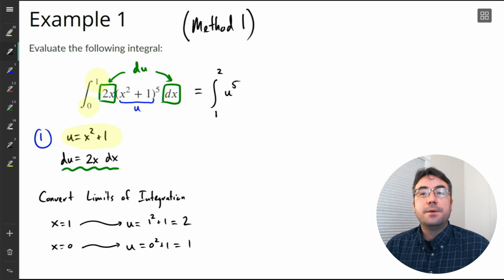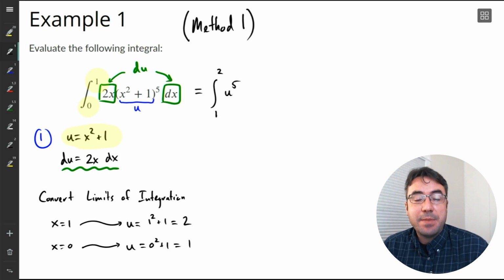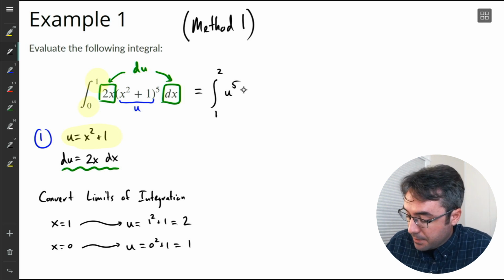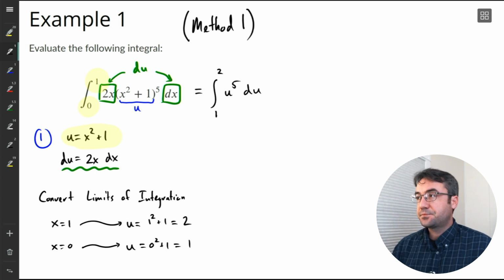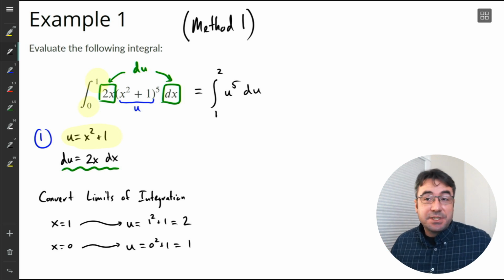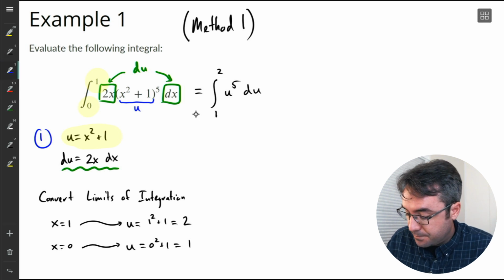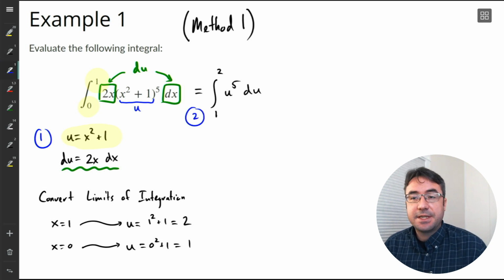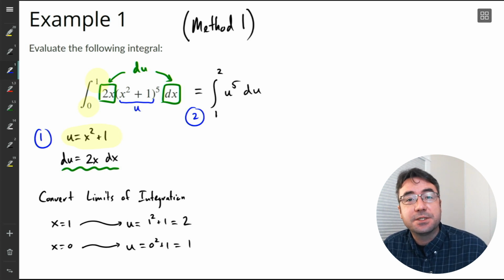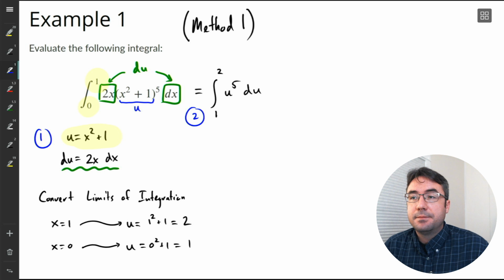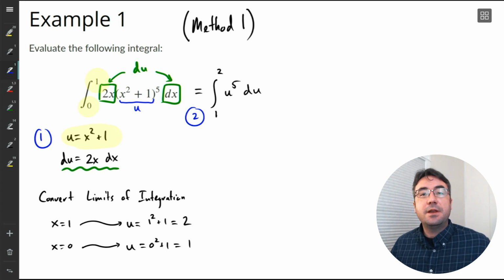And then we know the 2x dx, that matched up perfectly, that's going to become du. And that's step 2 there. Putting all the pieces in. Now this time we also converted our limits of integration, so we had a few more pieces to put in. But there we go. We have a nice definite integral now, all in terms of u.